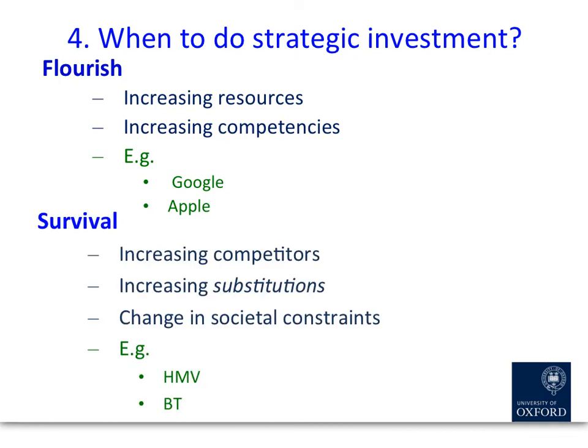The second case is when the company is in survival mode. It has increasing competitors, increasing substitutions, that is, the alternative technologies providing the same service, or there's a change in societal constraints, which may be that the society is getting older or younger, or, for instance, that people no longer want to smoke. An example of this: two companies that are struggling are places like HMV and BT.